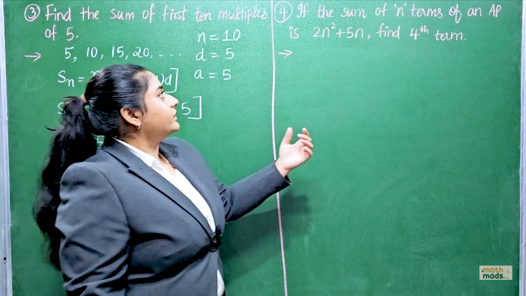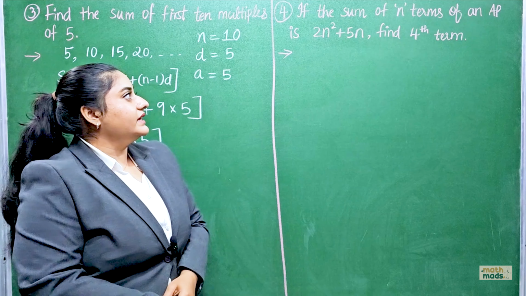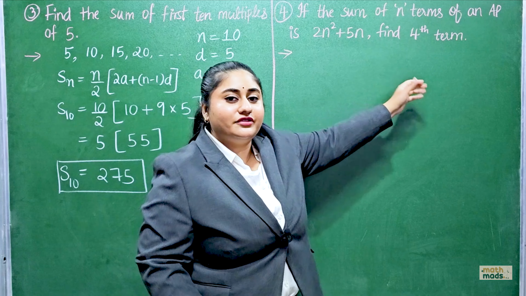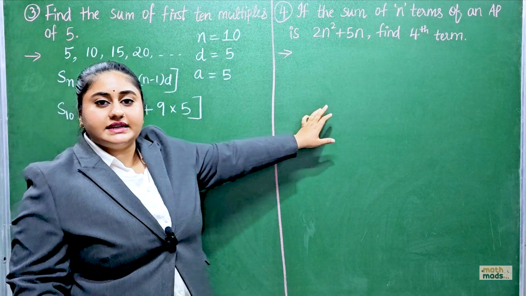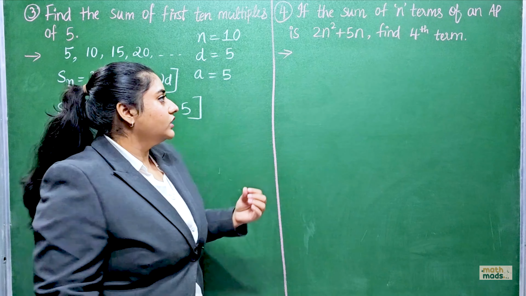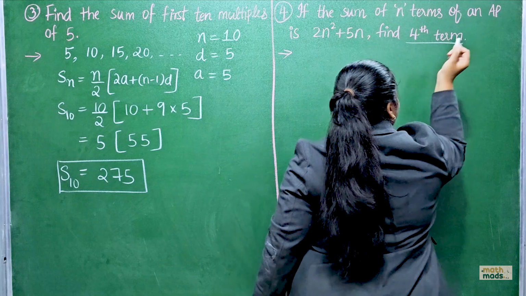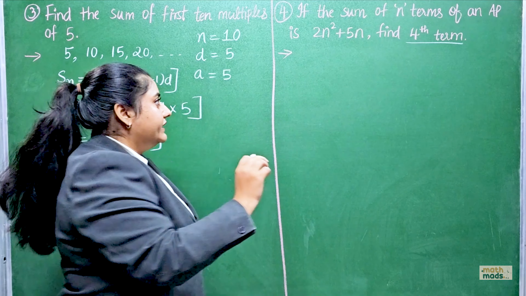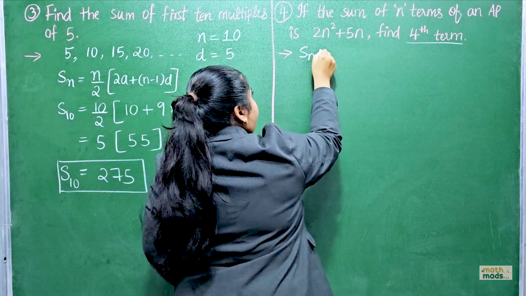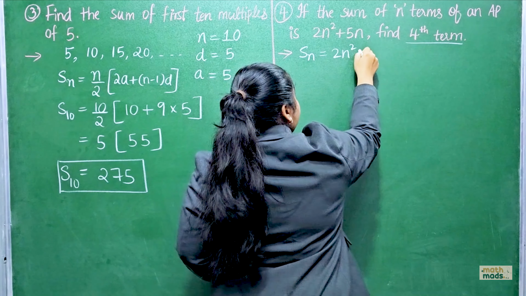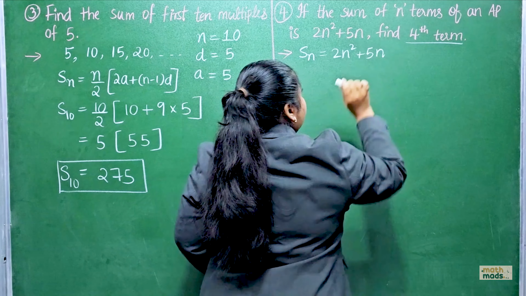Now the next one. If the sum of n terms of an AP is 2n square plus 5n, find the fourth term. So this is also a very simple question, but many of you go wrong. They are asking you the fourth term and they've given you the sum of n terms. What is sum of n terms? 2n square plus 5n.